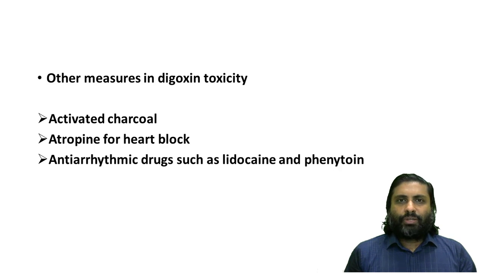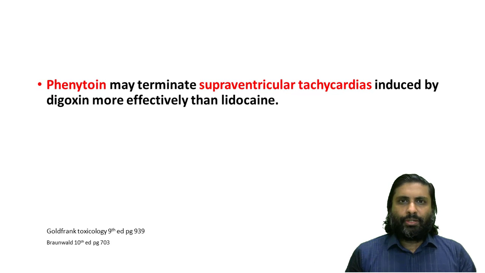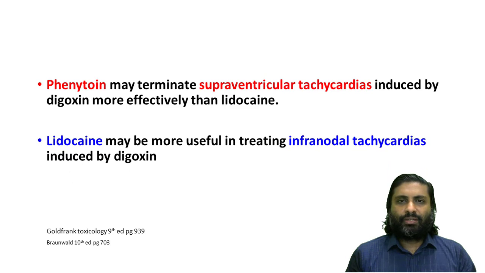Now, other measures that can be adopted in acute digoxin toxicity include the administration of activated charcoal, the administration of atropine to overcome heart block, and the administration of antiarrhythmic drugs, notably phenytoin and lidocaine. Now, phenytoin may terminate supraventricular tachyarrhythmias associated with digoxin better than lidocaine. However, lidocaine is more effective in terminating the ventricular arrhythmias associated with digoxin.